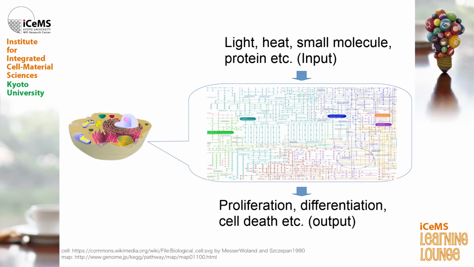And natural cells include a lot of switches called gene switches. These gene switches interact with each other and form a very, very complex network. This complex network is called a gene circuit. So this is a small portion of the gene circuit, and it is very complicated. So this complicated gene circuit can recognize a lot of input signals like light, heat, small molecules, and proteins, and control the output cell behaviors.